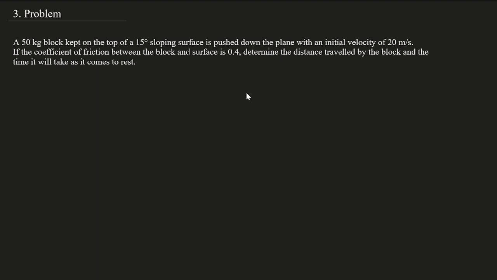Okay, so in this problem they have not given a diagram. First of all, we will try to draw the diagram based upon the given data. So they have given the slope of the sloping surface, 15 degree. So first of all, I'll draw the 15 degree sloping surface, and we have a block of 50 kg. So this is a 50 kg block and it's pushed down the plane.